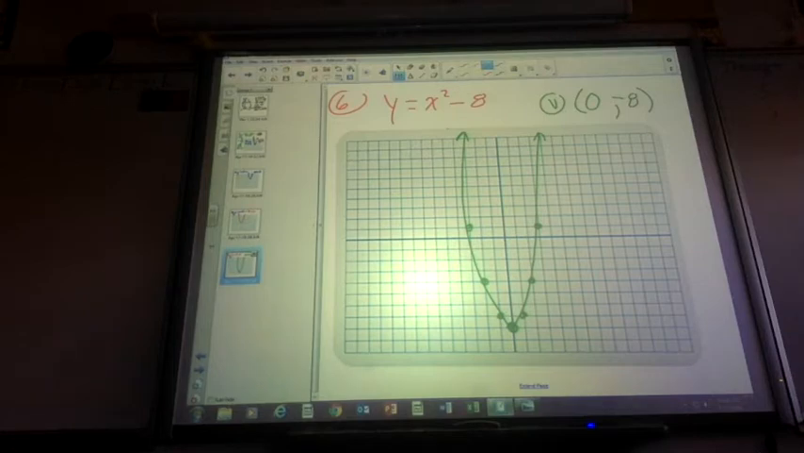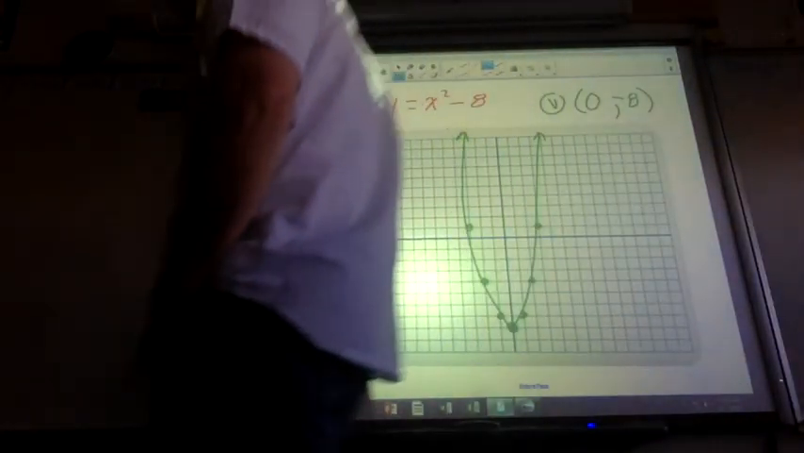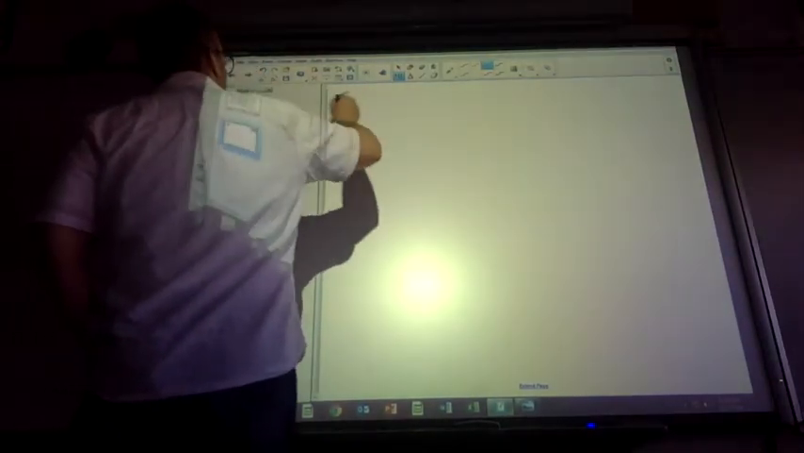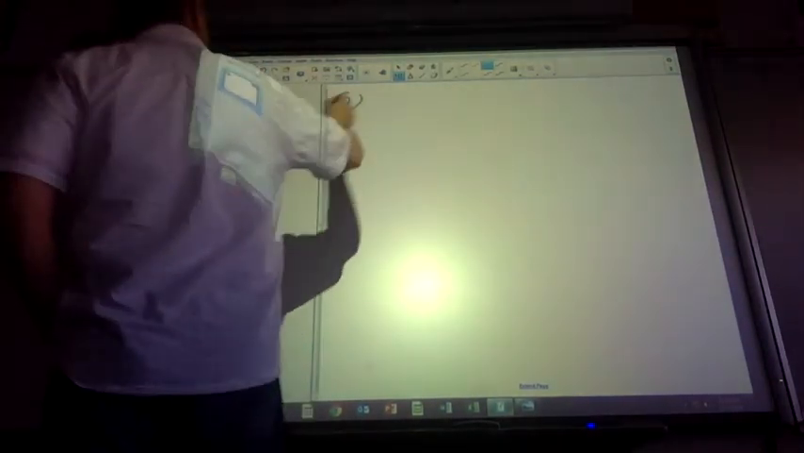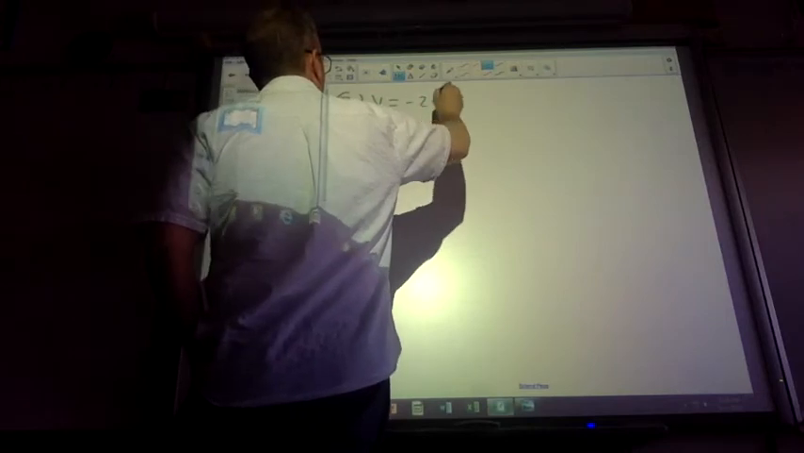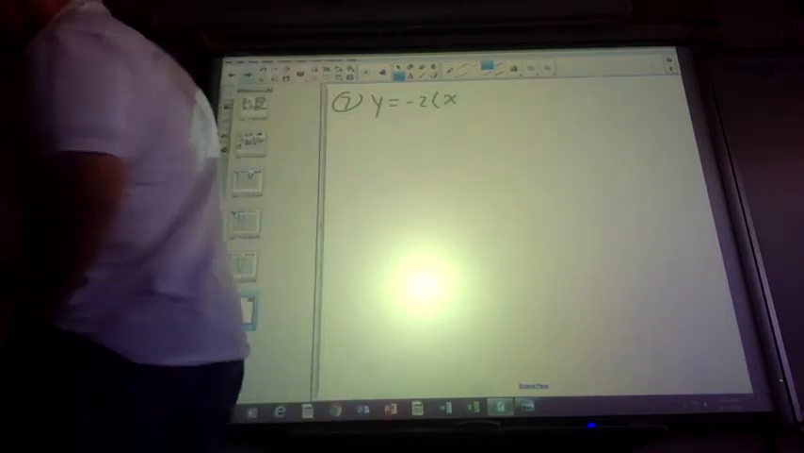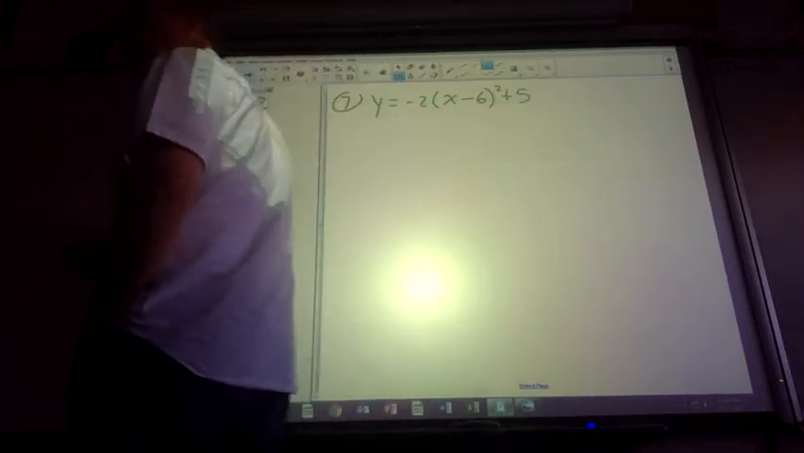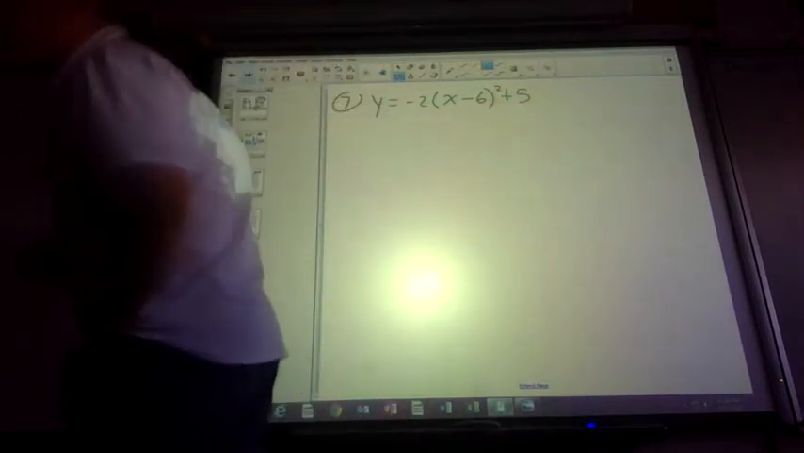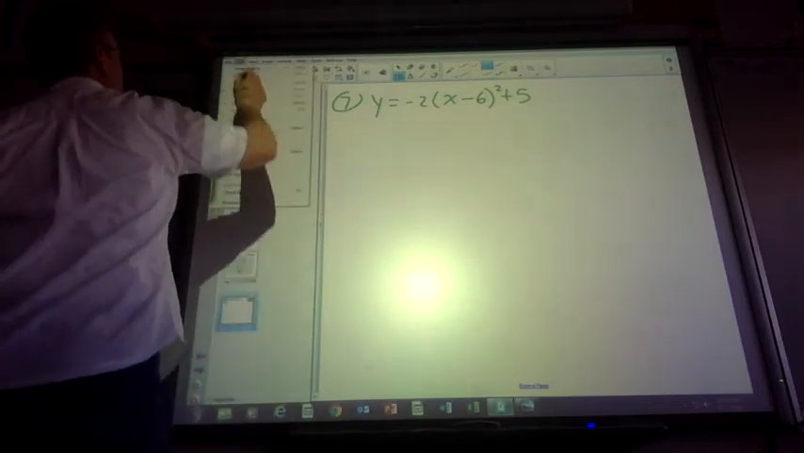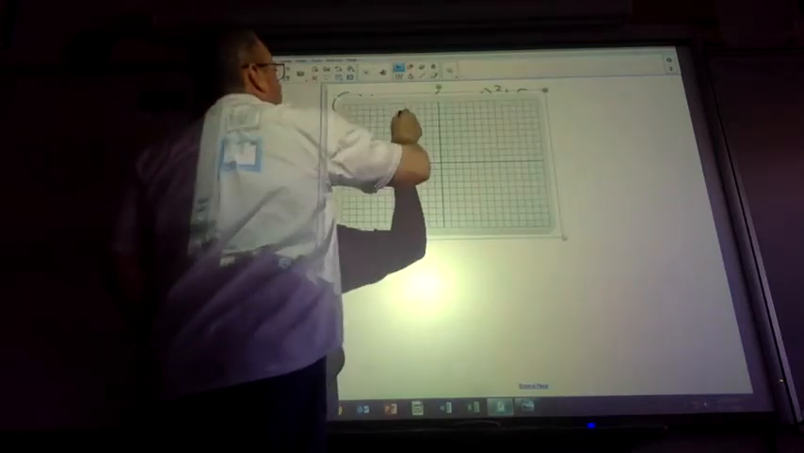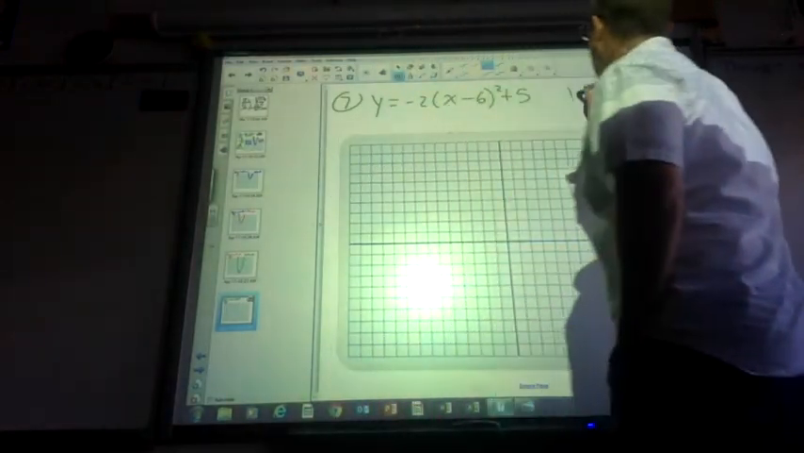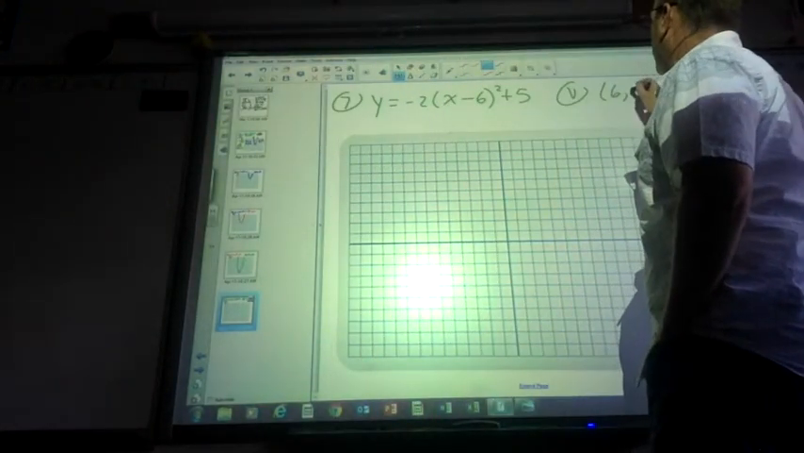Cool. How about number 7? I know we didn't have to do it, but let's take a look at it. Number 7, we have y equals negative x minus 6 squared plus 5. Plus 6 plus 5. Is that right? No, I'm saying that's for the vertex. Oh, okay. Good, you're already ahead of me. All right, so my vertex is indeed 6, 5.